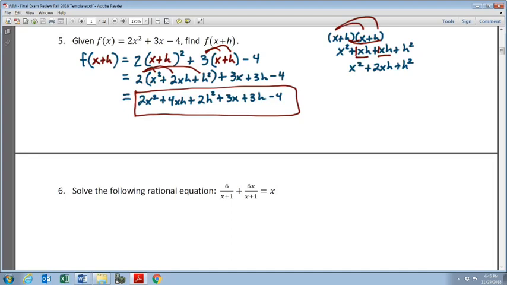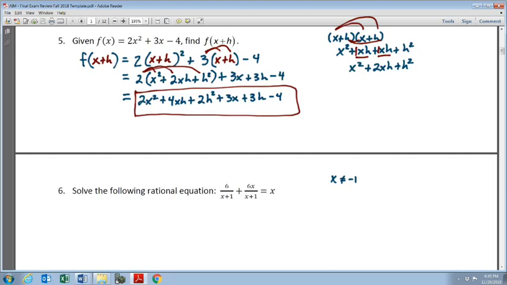Okay, last one for this video. Let's look at number 6. This is a rational equation. So first of all, we want to look for any restricted values. Notice that x cannot be negative 1 here, because then we would be undefined. You plug negative 1 into the denominator, you get 0 in the denominator.